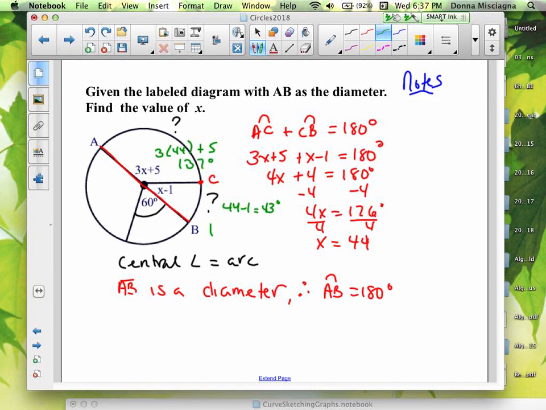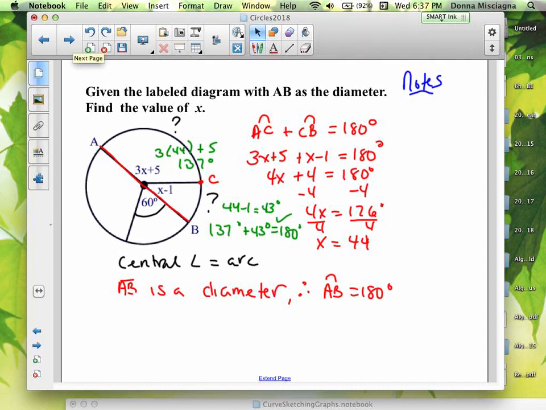Okay. And 137 plus 43 degrees equals 180 degrees. It checks out, right? That's a diameter. That's got to be 180 degrees, half a circle. Right? So we're done with this one.